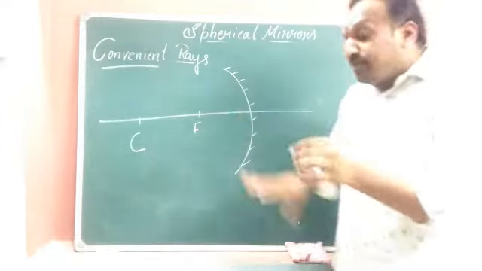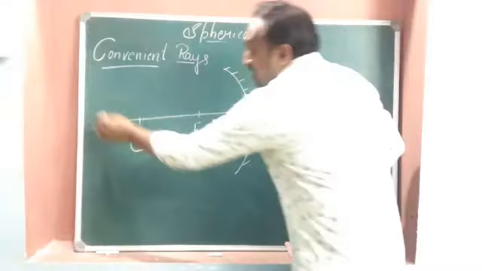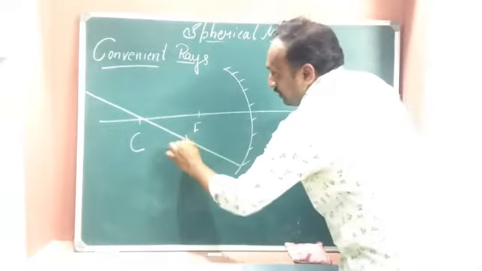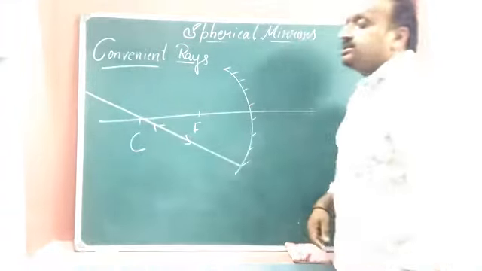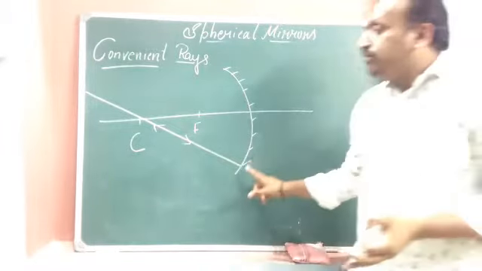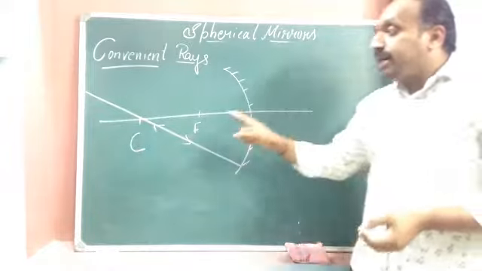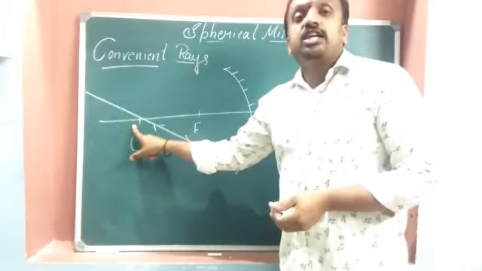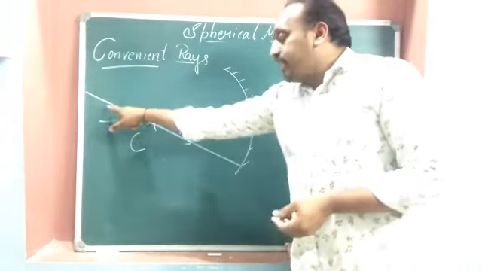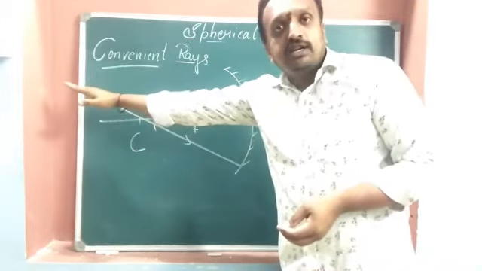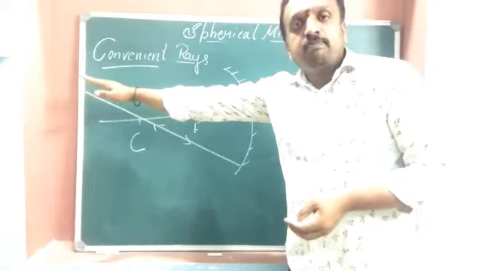Now, if the ray of light is passing through the center of curvature, it will pass as it is without deviation. I repeat, if the ray of light is passing through the center of curvature, it will bounce back in the same direction without changing its path.